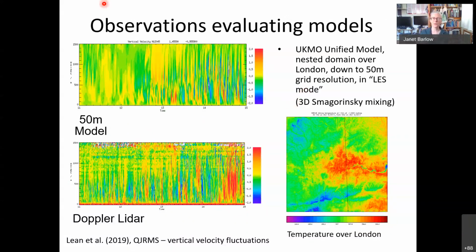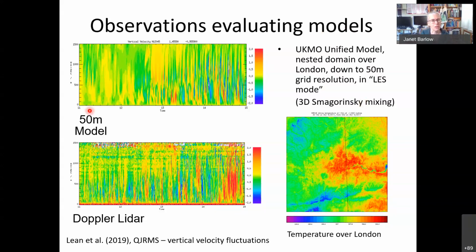With these new emerging, particularly remote sensing, techniques, we now have data to compare with models that we've never had before. So observations can definitely be used to evaluate models, which are trying ever more daring things. So this is an example from a weather forecast model, the UK Met Office Unified Model, a study from Humphrey Lean, where using a nested domain, he's got the grid resolution down to 50 meters. And this is the kind of urban heat island over London that can be resolved at that scale using an LES mode, right? So the turbulent mixing is allowed to evolve.